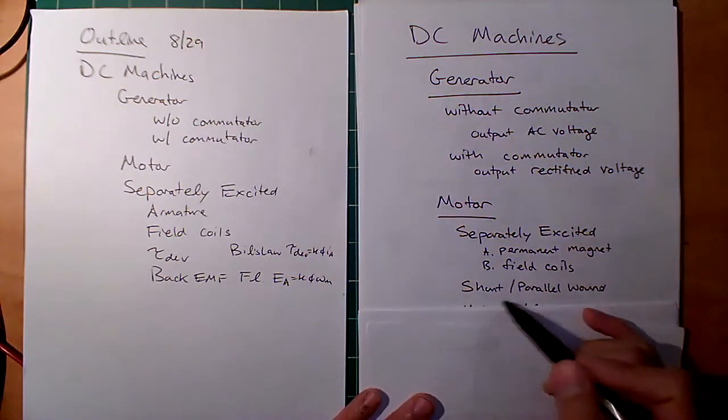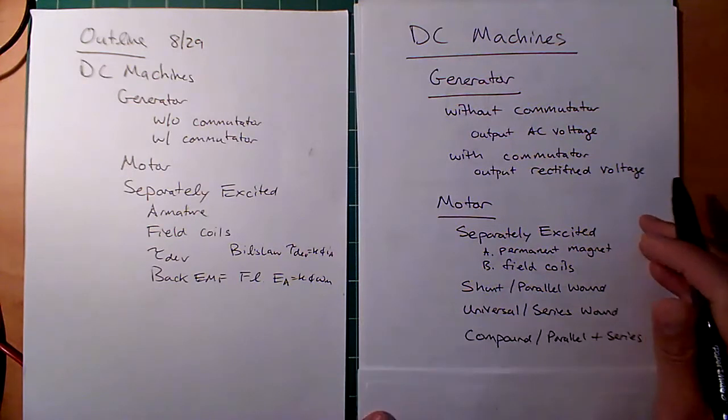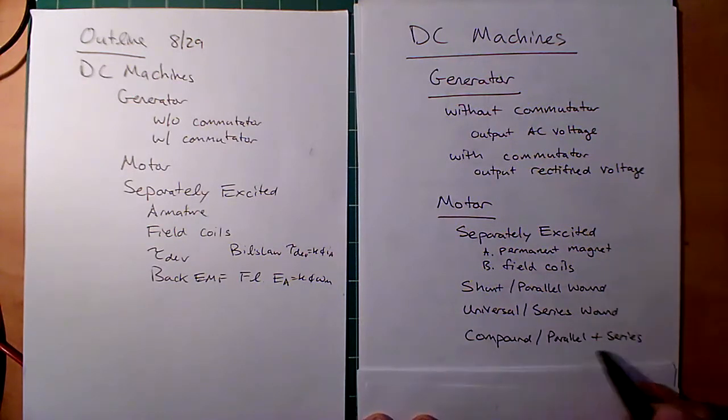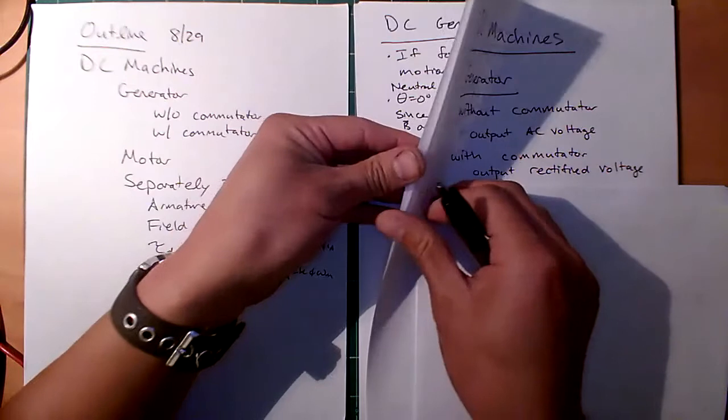Shunt and parallel wound, as I mentioned, are another version. Universal or series wound is another version. And there's also the compound, a parallel and series combination, but this is the one we'll focus on. So let's look at this first, this generator without a commutator.